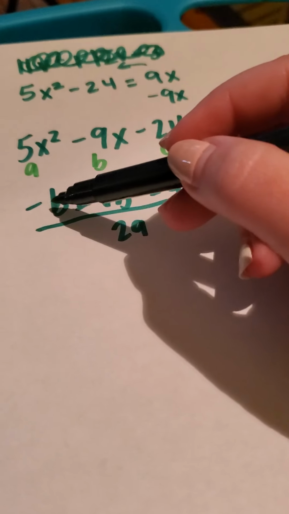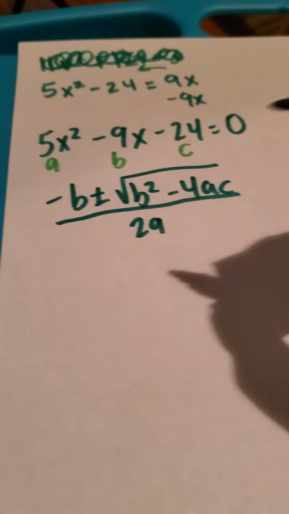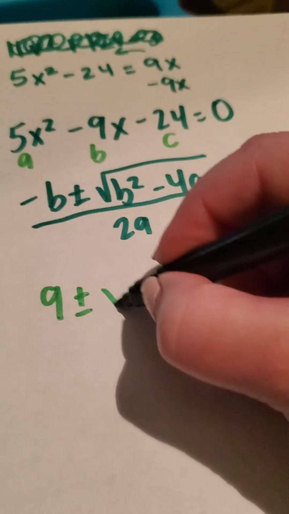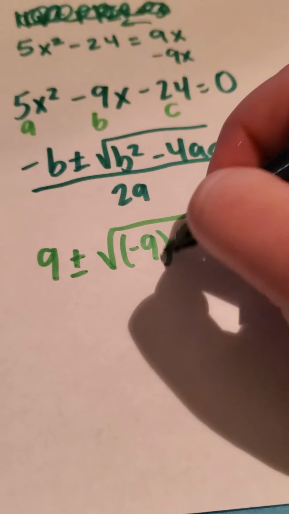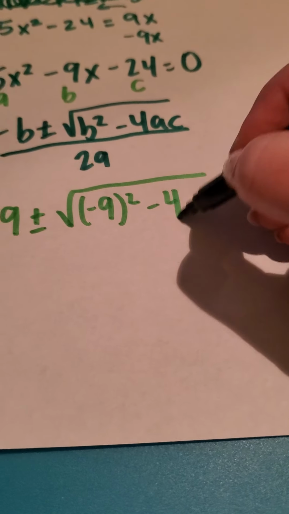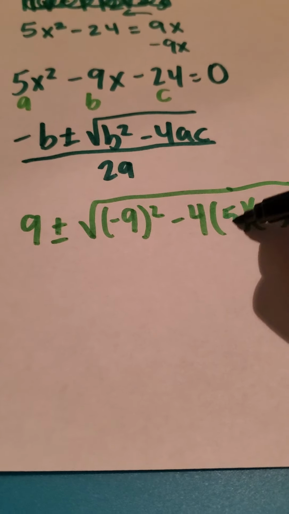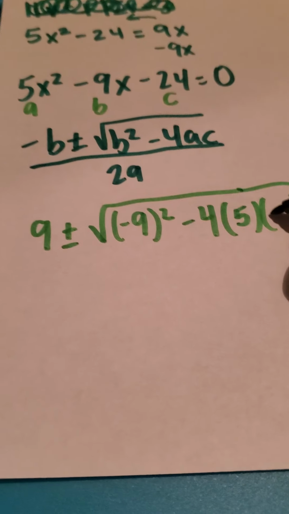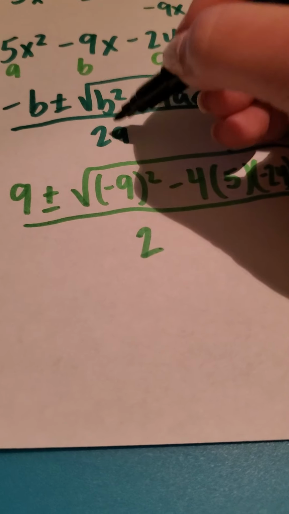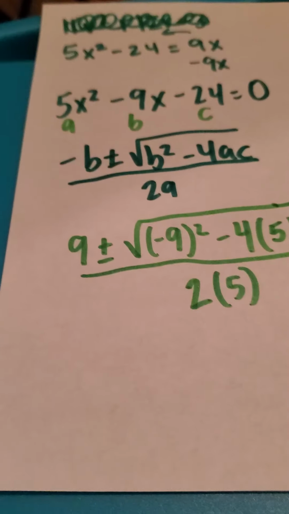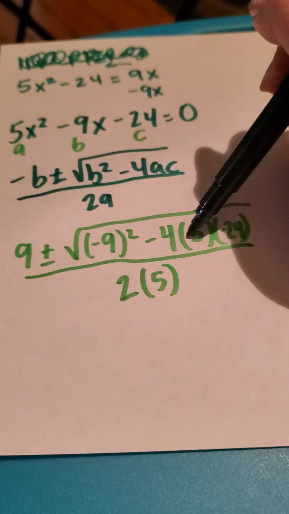And so I'm going to plug in a negative b. Well, in this one, b is negative already again, so it actually will turn to a positive 9 plus or minus the square root b squared. So negative 9 squared minus 4 times a times c. So a was 5, put that in there, and c is that negative 24, so I'll put that in there. It's all over 2 times a, which is 5. So all I did was take my numbers and put them in place of the letters.